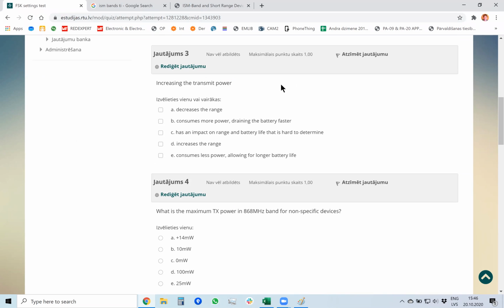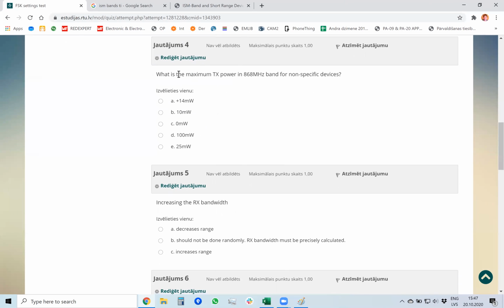Increasing the transmit power. Choose one. It says choose one or multiple. It's in Latvian, I guess. So increasing the transmit power. If you increase the transmit power, if you transmit louder, it consumes more power. That's true. Yes, because you're spending more energy, but it increases range. The louder you shout, the further away people can hear you. At the same time, the louder you shout, the more energy you need, and it drains the battery. Okay.